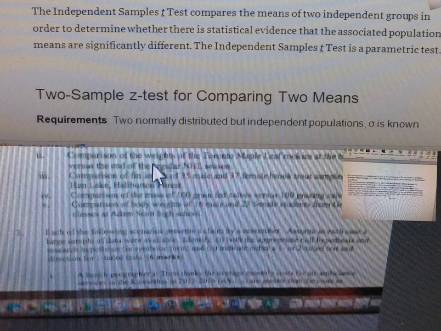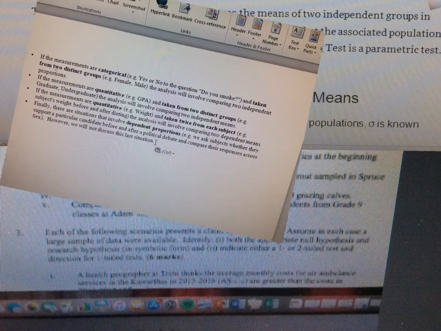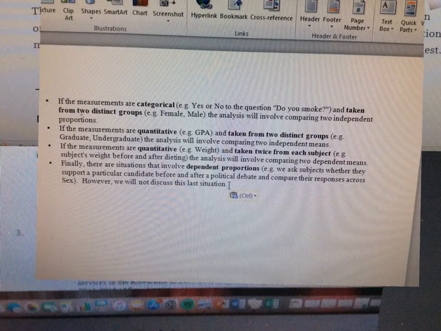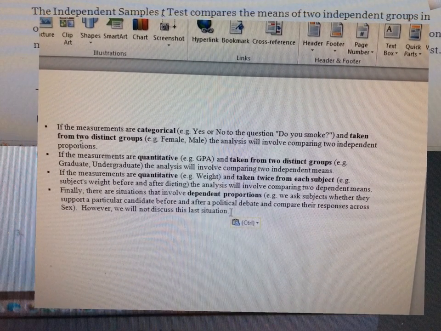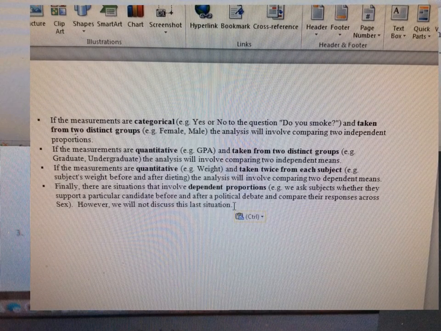The other thing, sorry to be talking so much, but the other piece of information that I have for you here is just in terms of breaking down your t-tests and trying to determine whether you have an independent or a dependent t-test. This breaks that down a little bit for you. You have two independent proportions when you have categorical data. So if you're just measuring a yes or no answer, or something does or something doesn't, then those are two independent proportions.